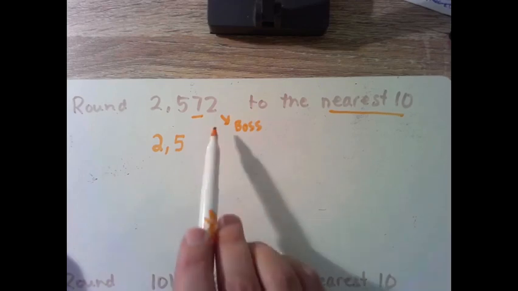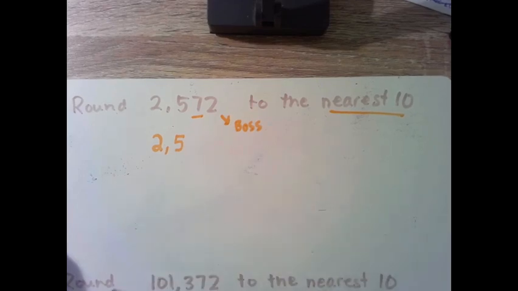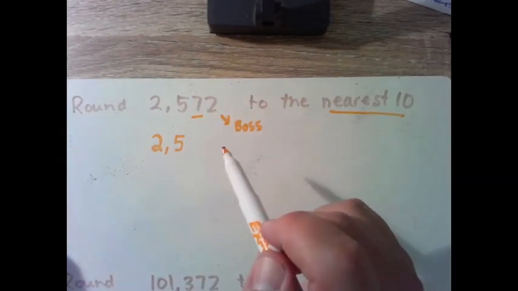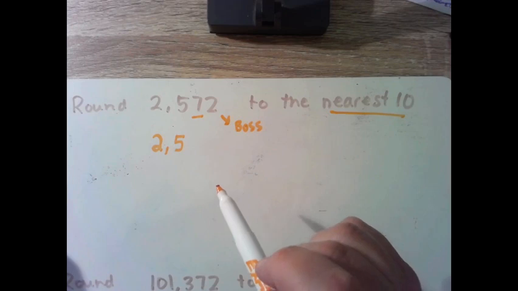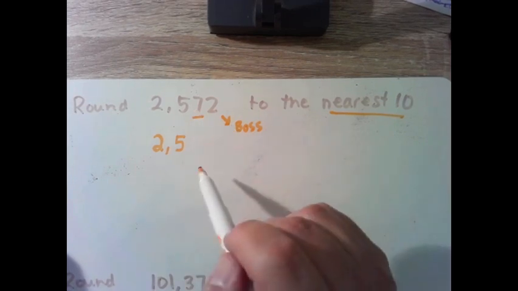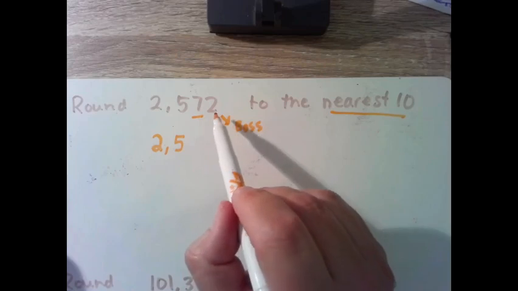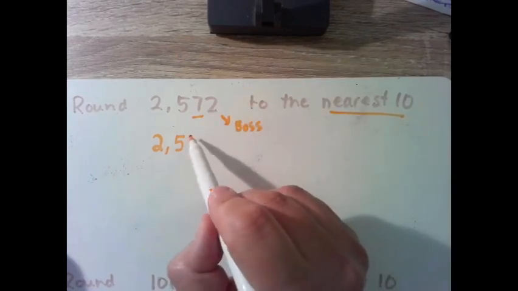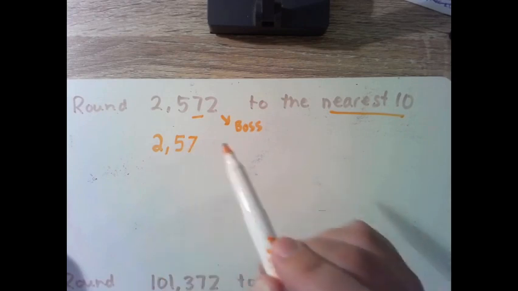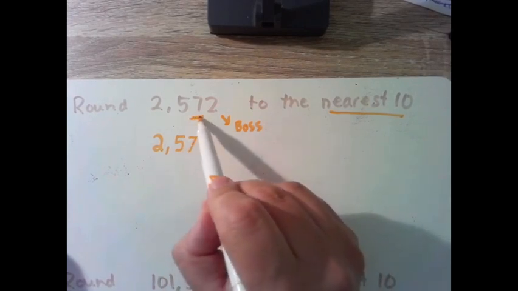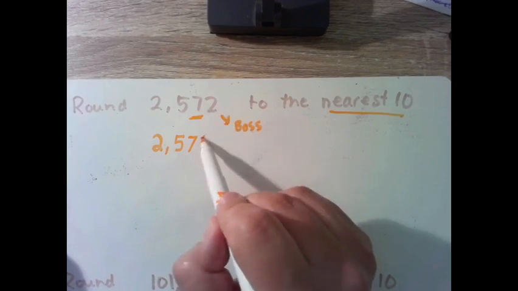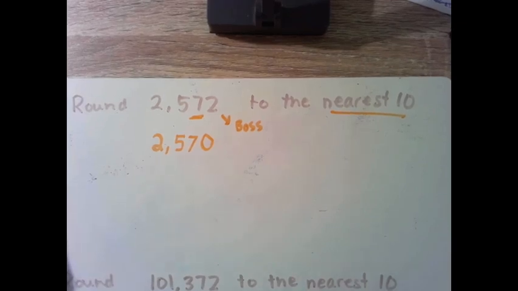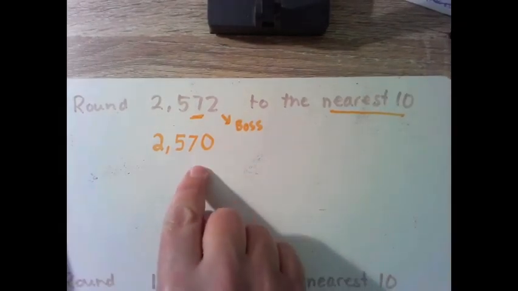Now, if the 2 is 5 and above, then we're going to give this 7 a shove up 1 digit. And if it's 4 and below, we're going to let it go, which means we're not going to do anything to the 7. So since the 2 is 4 and below, we're not going to do anything to that 7. So we're just going to rewrite the 7. And then anything after our stop sign becomes a 0. So we're going to change that 2 to a 0. Okay, and so now we have our answer, 2,570.